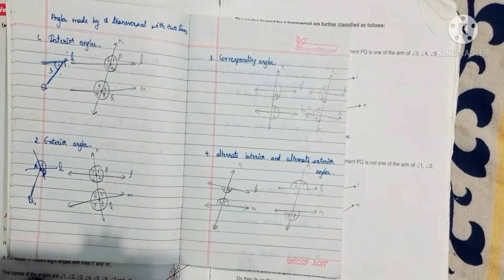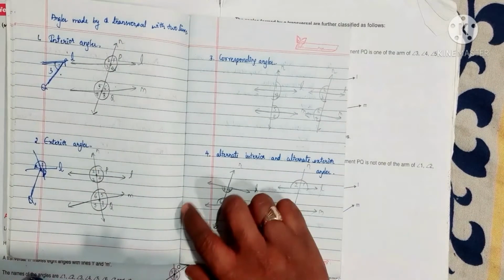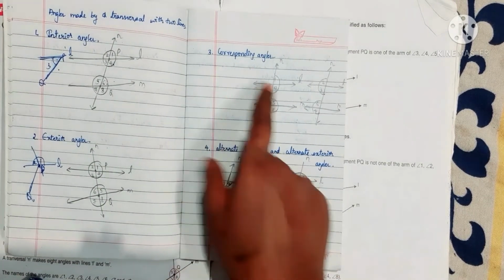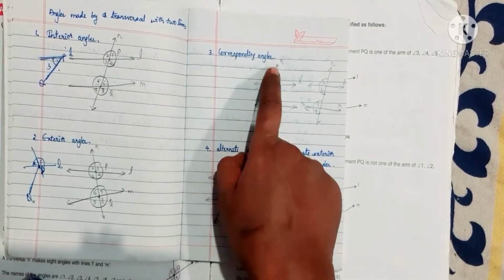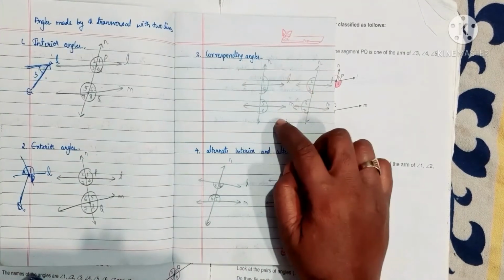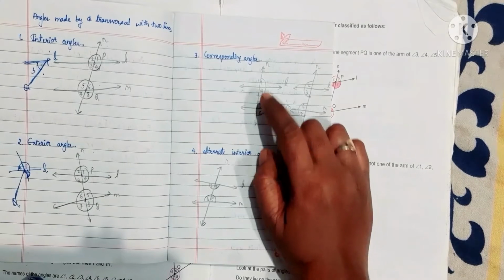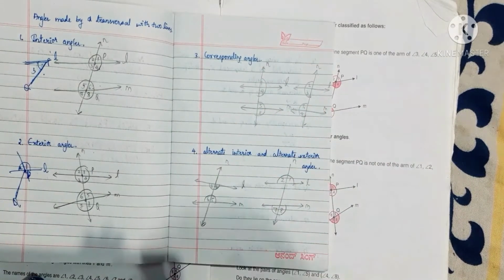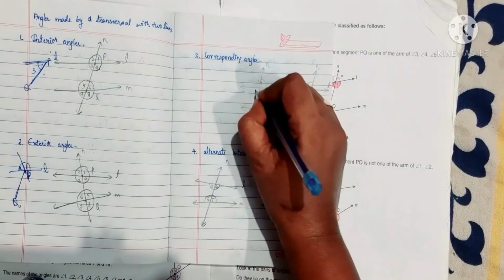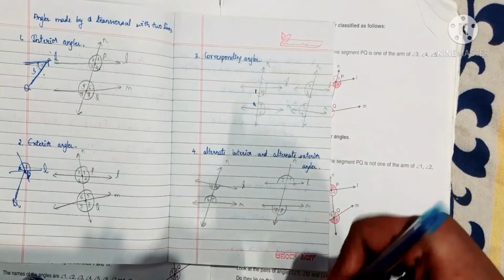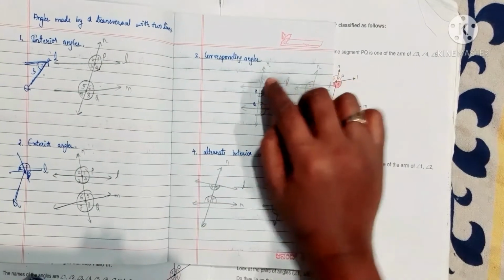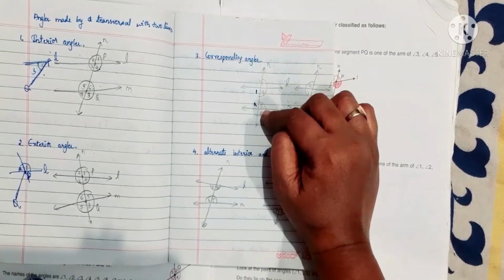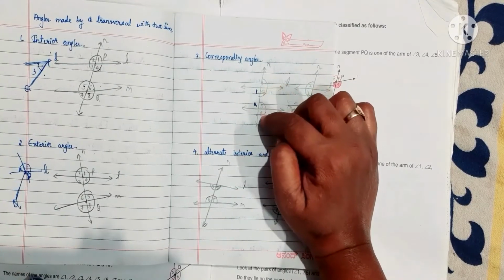Children, next let us see some more pairs of angles made by the transversal. Here N is the transversal for lines L and M because it is passing through the 2 points, that is P and Q. Here you can see that 4 angles are formed, that is 1, 4, 5 and 8.